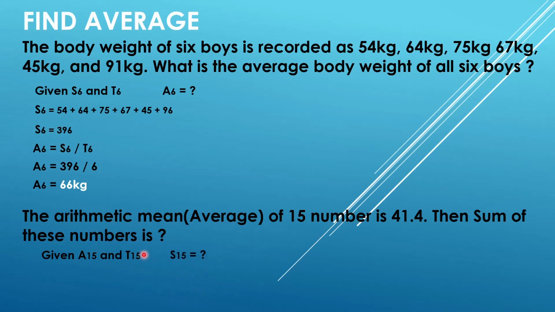So what is the formula? A15 is equal to S15 divided by T15. So how can we calculate S15? We put the values: A15 is 41.4, and we have taken T15, so divide becomes multiply, and 15 we know, so S15 is 41.4 times 15. Like this we can directly take S15 is equal to 621. This is the sum of these 15 numbers. So this is a general example of how we can calculate average.